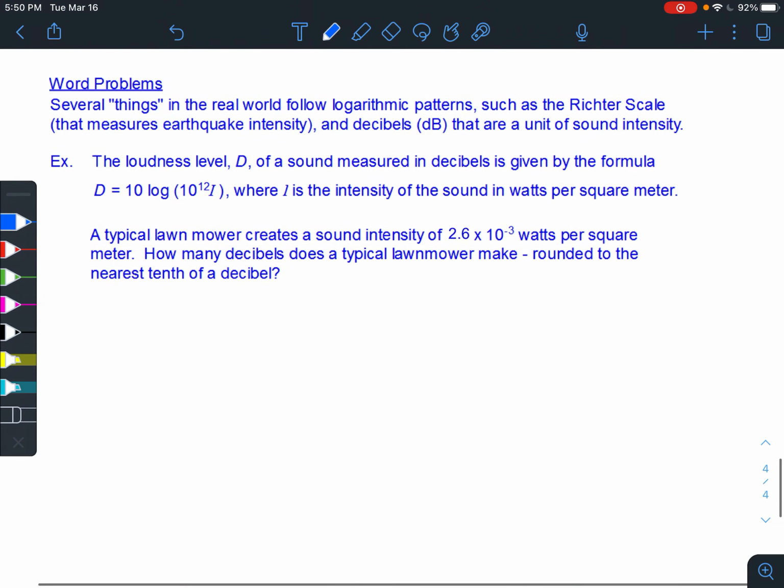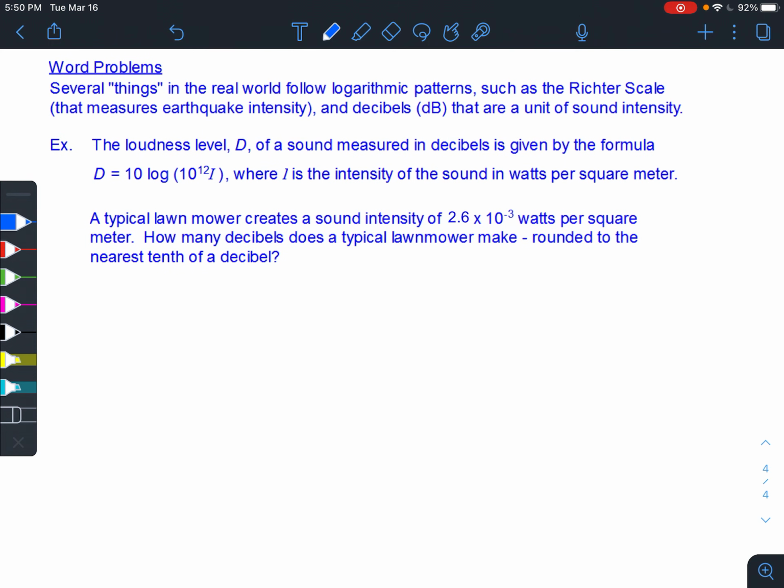All right, moving on to some word problems. Okay, now several things in the real world follow logarithmic patterns, such as the Richter scale that measures earthquake intensity and decibels that are a unit of sound intensity. Okay, so here's a word problem based on sound.